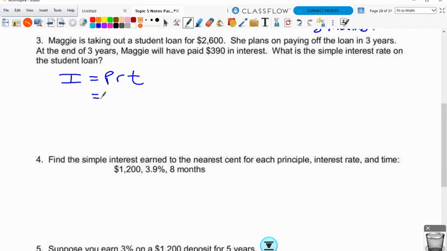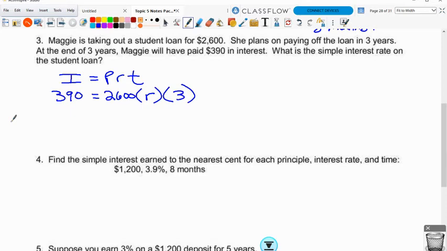For I, the interest, at the end of 3 years, Maggie will have paid $390 in interest. So that goes in for I. Okay, P, the amount that she borrowed, the principal, she took out a loan for $2,600. What is the simple interest rate? R is what we're looking for. And our time in years, she plans on paying off the loan in 3 years. So this is what our equation looks like. We have to figure out the value of R, the interest rate.